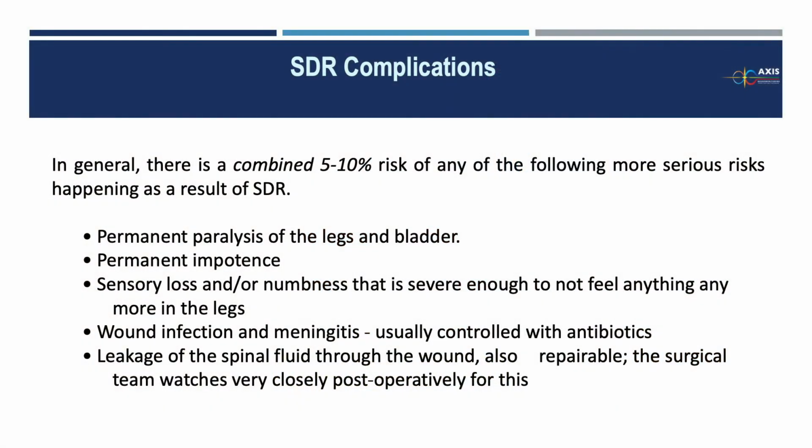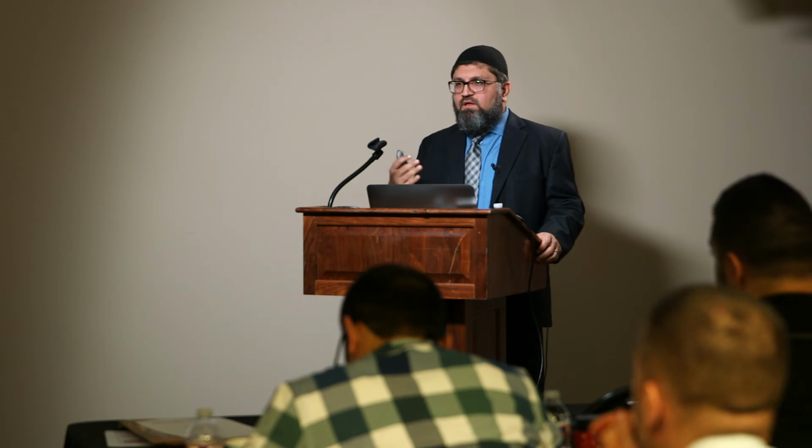So the SDR complication rate is about 5 to 10%, and most of the complications are due to the surgical procedure. Again, the patient can have a permanent paralysis of the legs and bladder, can have permanent impotence if the nerve roots are affected, sensory loss, numbness that's severe enough to not feel anything in the legs, wound infection, meningitis, which can be controlled by antibiotics, leakage of the spinal fluid through the wound, also repairable, and the surgical team watches very closely post-operatively. Most of the complications are typical because you are cutting the roots, so risk of paralysis.